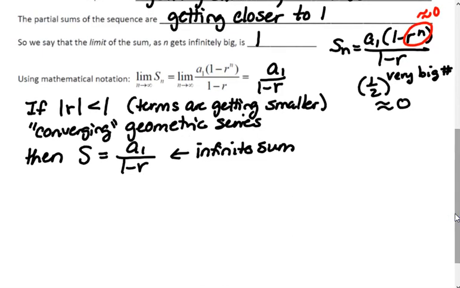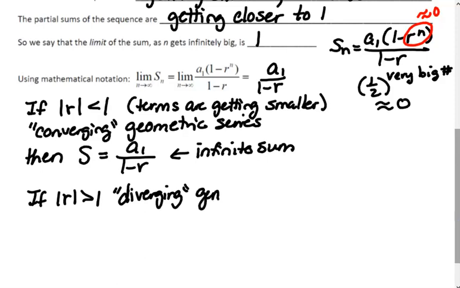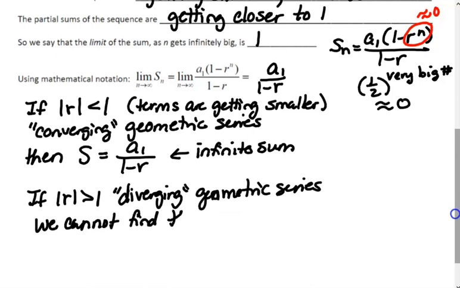Now if the absolute value of r is greater than 1, that's called a diverging geometric series. And we cannot find the infinite sum. So we can only find the sum for a converging series. And we'll look at an example of both in just a minute.